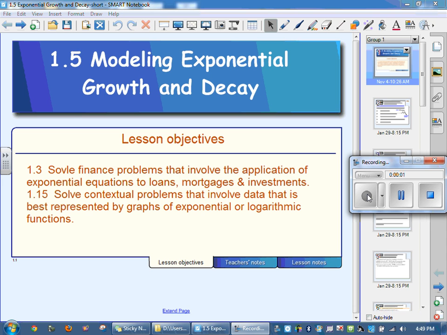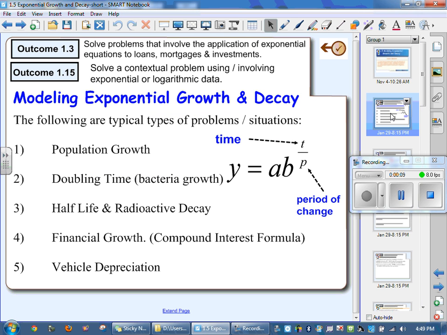Lesson 1.5, modeling exponential growth and decay. So these are the problem-solving parts of exponential functions. Let's take a look at what types we have. There are 5 different kinds of problem situations that will be modeled by exponential equations.